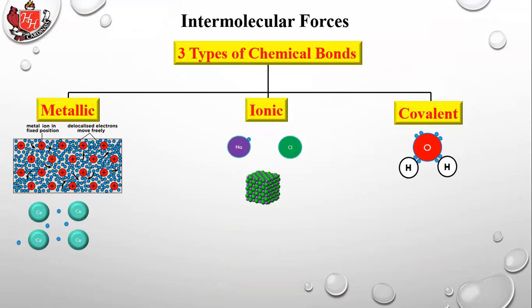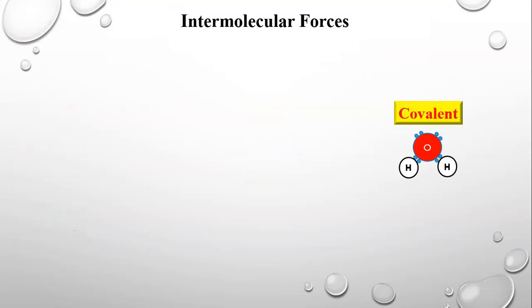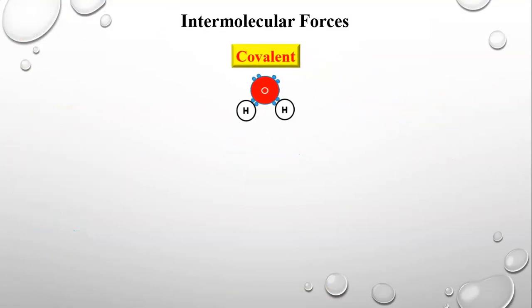So of these three, what we're going to deal with in this lesson is the covalent bonds because they form molecules. And so what we're talking about is not new chemical substances, not those hydrogens breaking off and the oxygen breaking off and forming some new substance. It's simply how much do they want to stick together? How much do molecules want to stick together? Inter means between, molecular means molecules. So it's the forces between molecules.